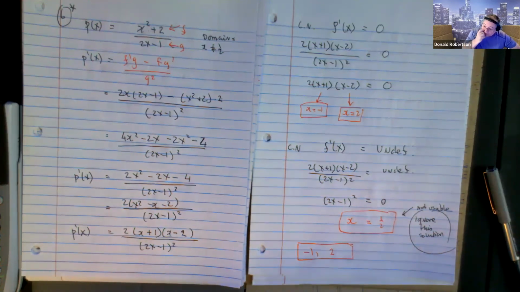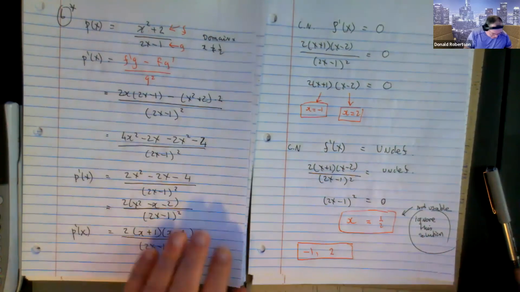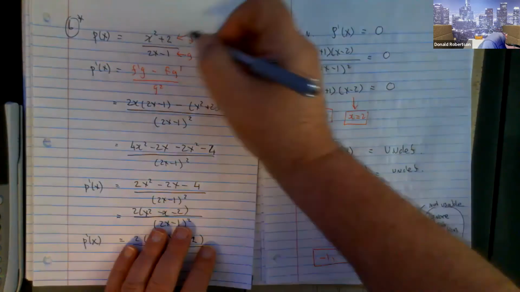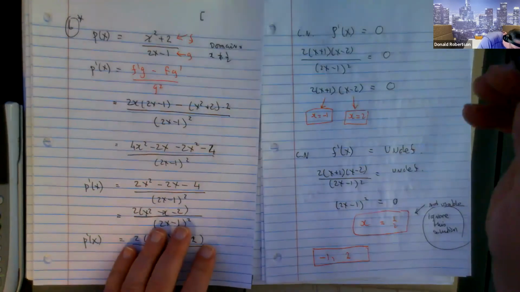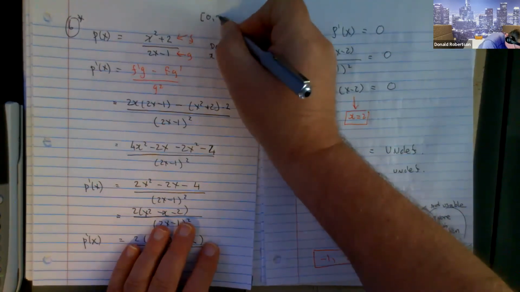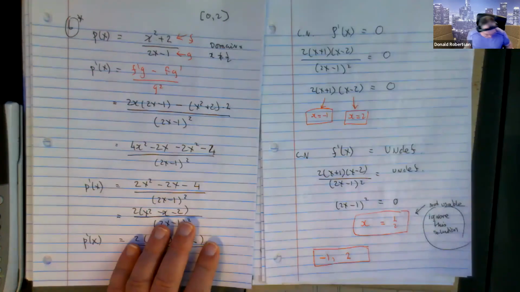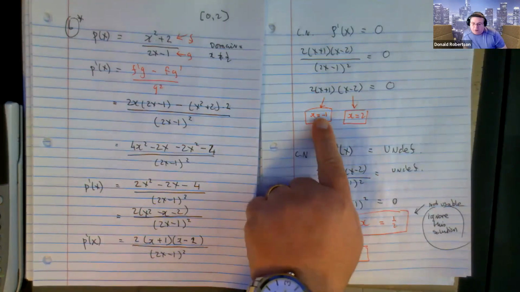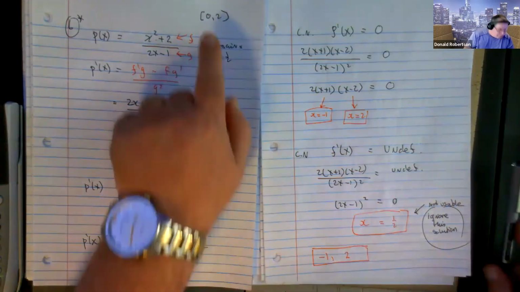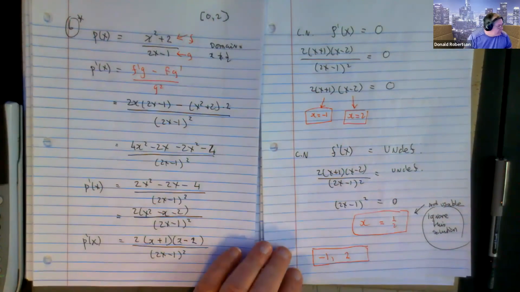Little nuances, isn't there? You go and find guys, and then you find out some of the guys can't be used because they're not in the domain. If they had given you this function and said that the values were from 0 to 2, wouldn't I have kicked that one out as well for the same reason it's not in the domain? So watch out for domains.